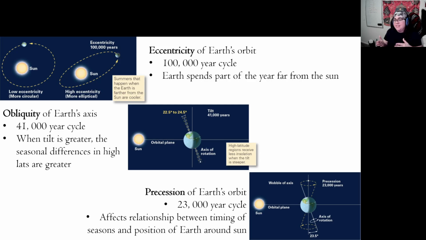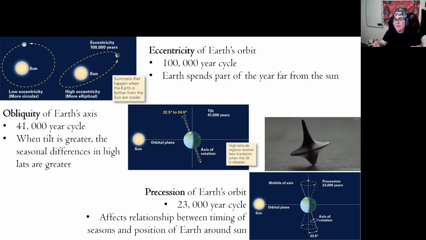And then the last cycle that he described was precession. Precession is a 23,000-year cycle, and it affects the relationship between the timing of the seasons and the position of the Earth around the sun. It's also called the wobble of the Earth's orbit. We can compare it to a spinning top. The way this top is doing that, that's the same thing the Earth is doing, only it takes 23,000 years.